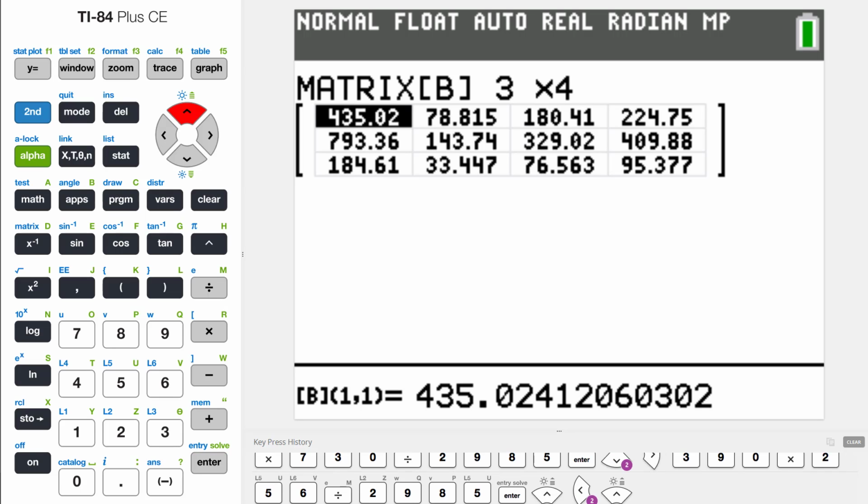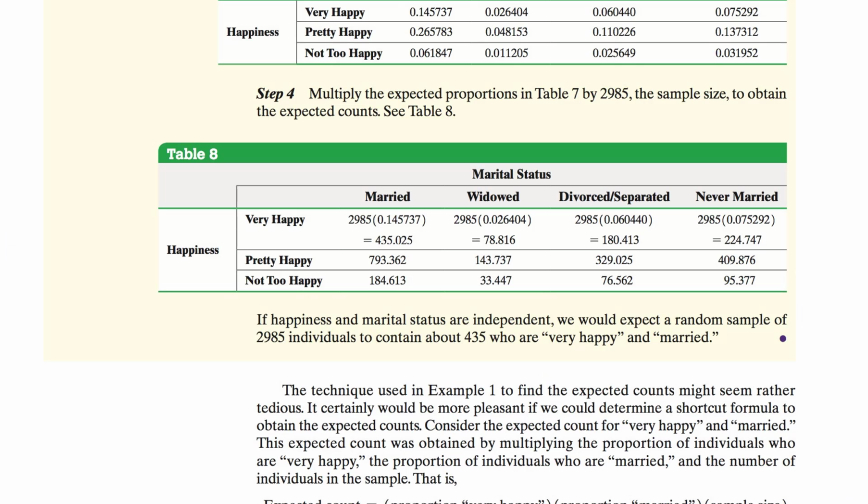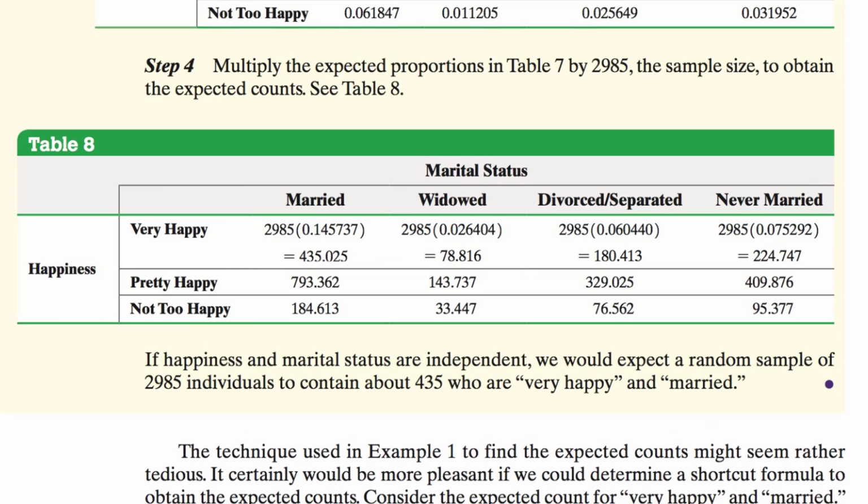So here's our matrix completely filled out. And again, what we were doing in each of those cells was as follows. We were taking the row total times the column total and dividing that by the table total. And so you can compare what we had on the calculator with what we have here in the text. And so you can see here in table 8 that we have our expected counts.